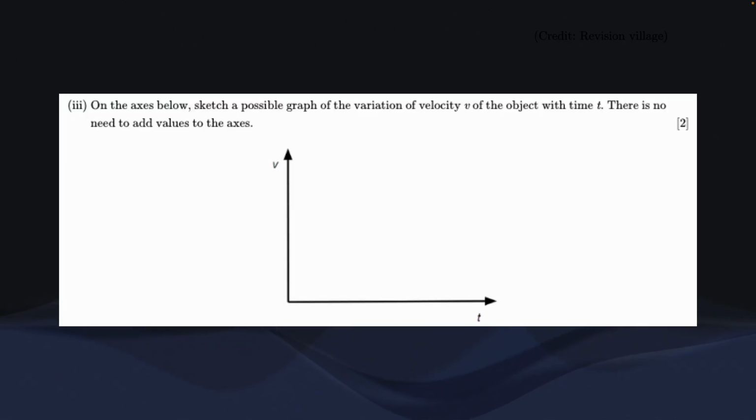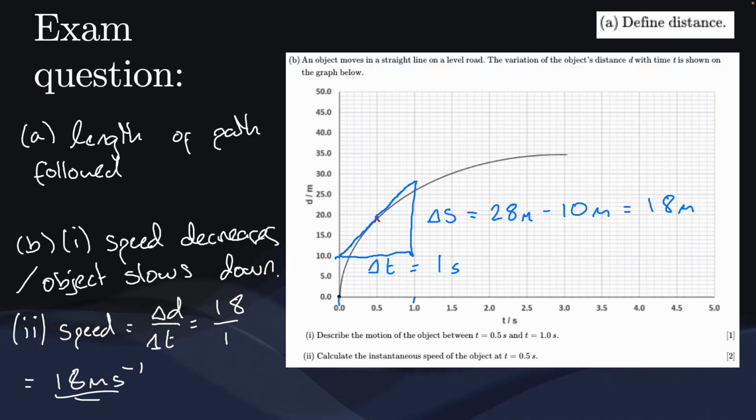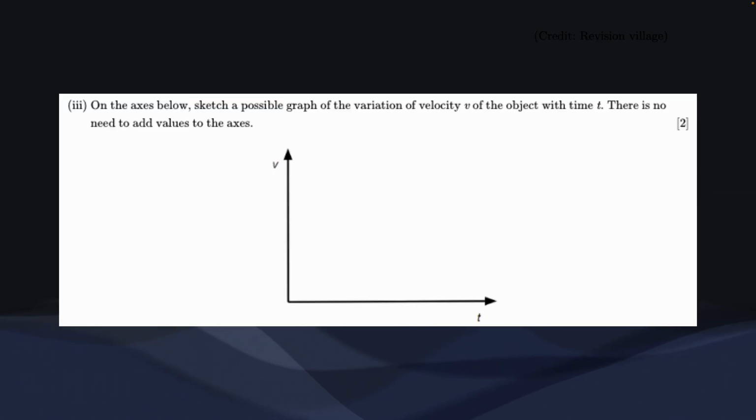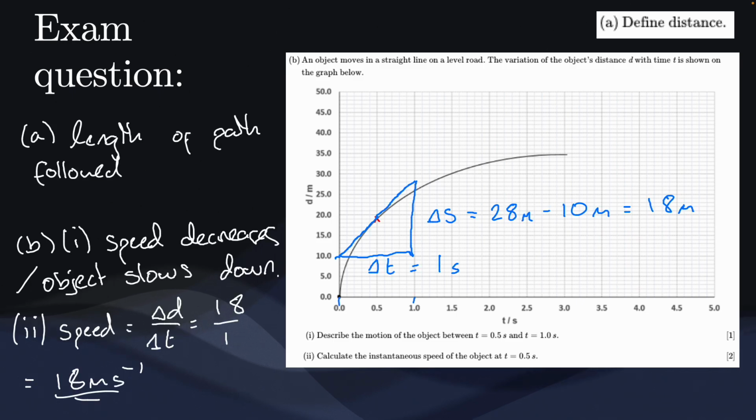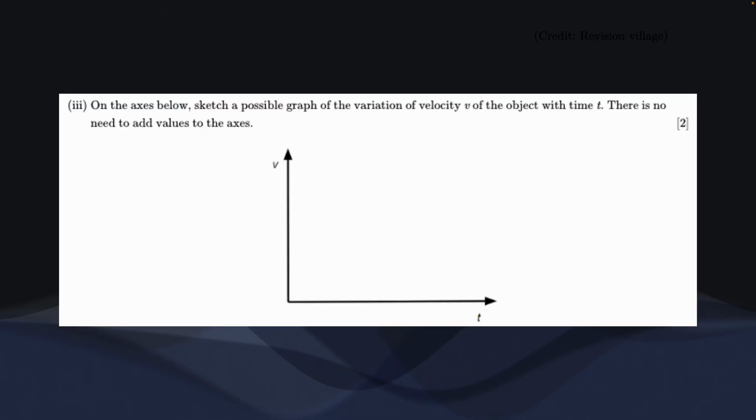Let's move on. On the axes below, sketch a possible graph of the variation of velocity v of the object with time t. There is no need to add values on the axes. So what can we see from here? We're trying to draw a velocity time graph based off of this distance time graph. And what we can see is that the gradient is constantly decreasing on this graph. Therefore, the velocity must also be decreasing.